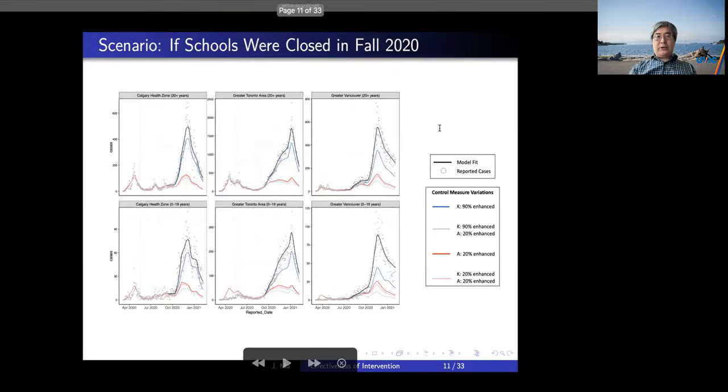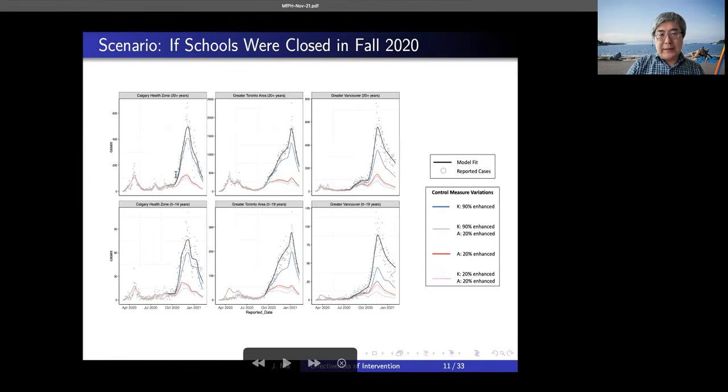So we can run some scenario analysis. What if the schools were closed in the fall? How would it turn out? Here the dots are the real data. The blue curve is our best fit of the model, which is what we believe is the reality. And the school closure is this blue curve. We just say that it doesn't completely prevent kids mixing, but the kids mixing was reduced by 90%.